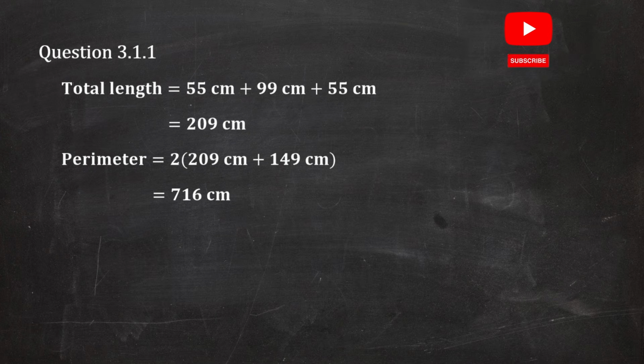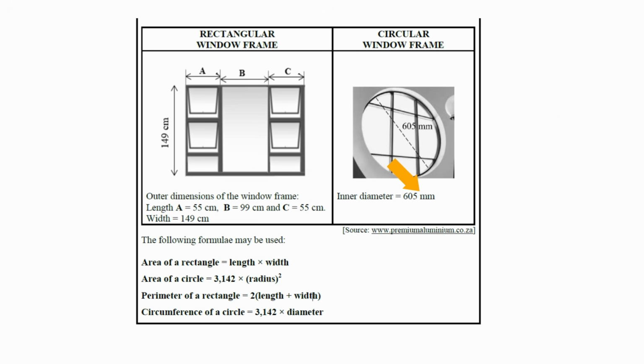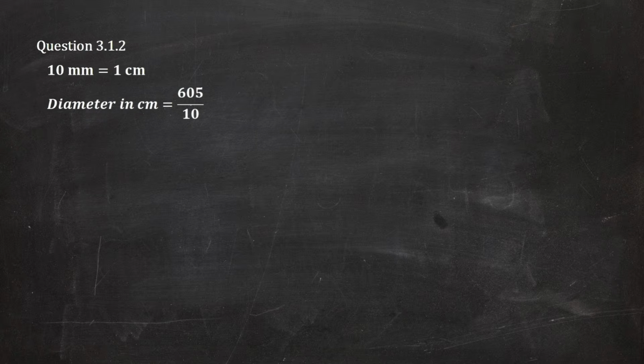In question 3.1.2, you are instructed to calculate the inner area in squared centimeters of the circular window frame. Now the first thing you should do is to convert the inner diameter of 605 millimeters to centimeters. You should recall that there are 10 millimeters in 1 centimeter, so the inner diameter is 605 millimeters divided by 10, and this equals 60,5 centimeters.